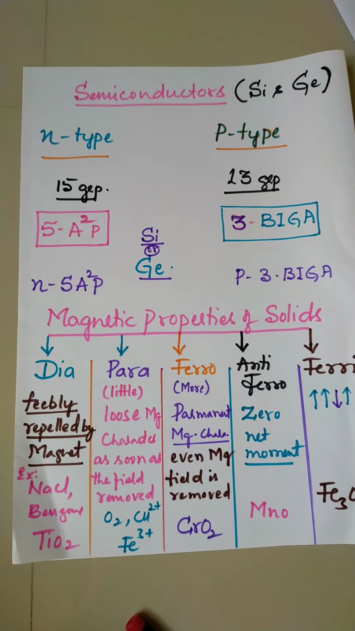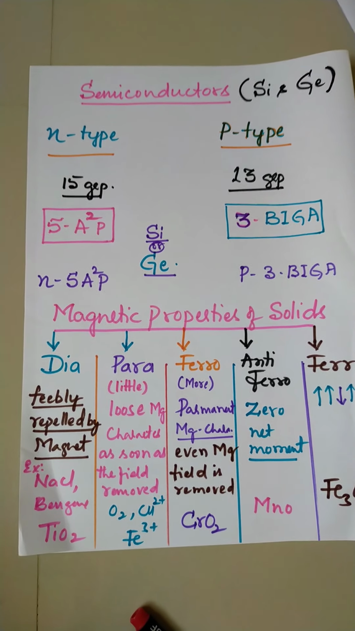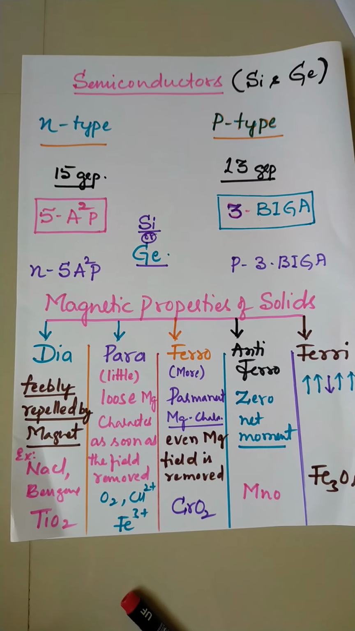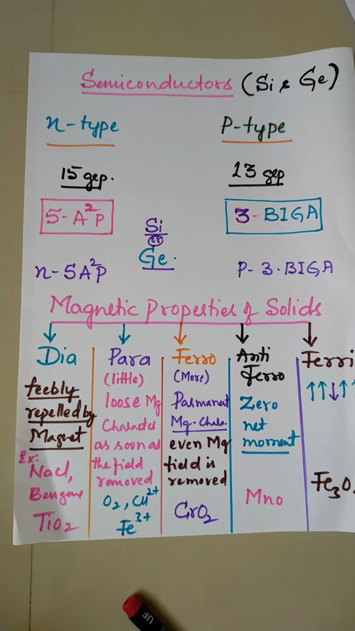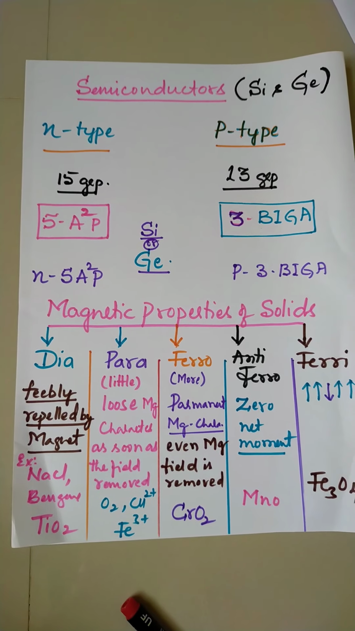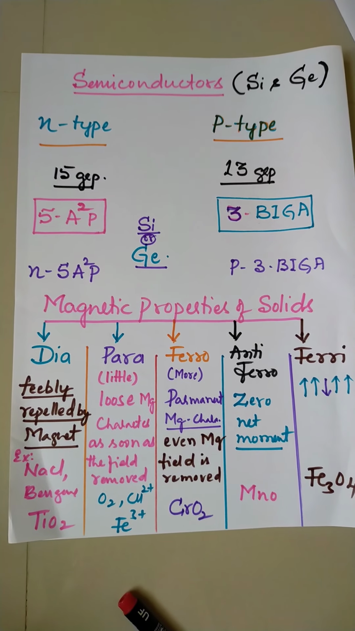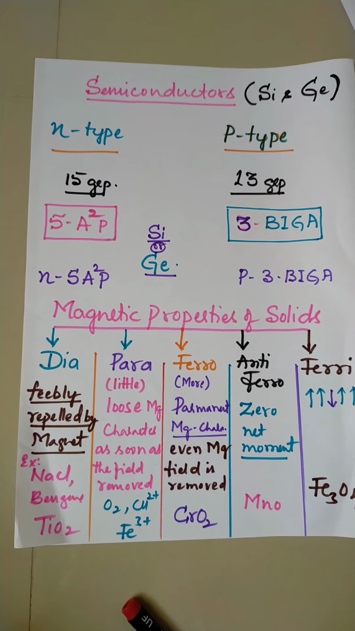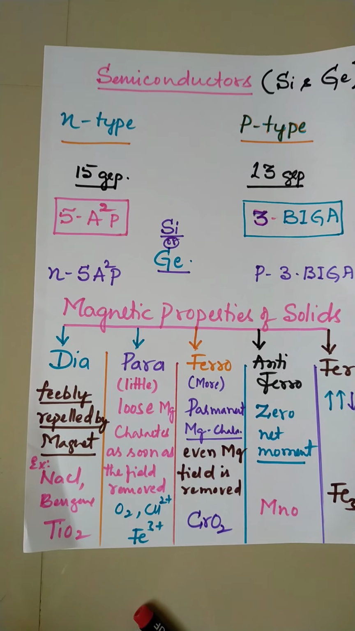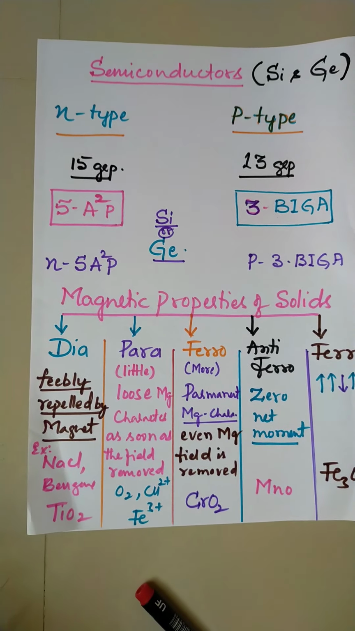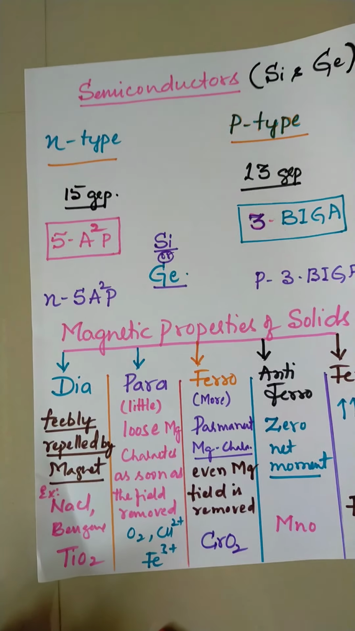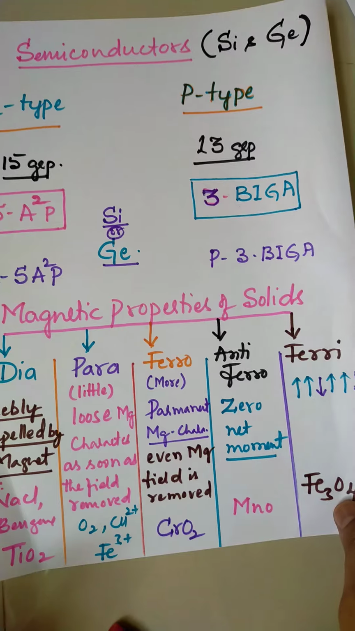I tell you, dear students, both the conductivity and magnetic property depend upon the number of valence electrons. If the valence electrons are more, the conductivity is more. If the valence electrons are less, conductivity is less. Same in magnetic property also. If the valence electrons are more, the magnetic property is more. If less, it shows less. And even in coloring properties also the same.